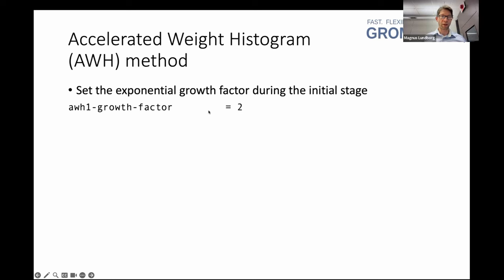So the factor 2 means that the growth in the initial stage is a little bit more, well, careful. It doesn't grow quite as quickly anymore, which means that it might take a little bit longer to leave the initial stage, but on the other hand, there is a little bit less risk that you have sampled it too quickly and perhaps got a little bit too high free energy barriers in parts of your free energy landscape.